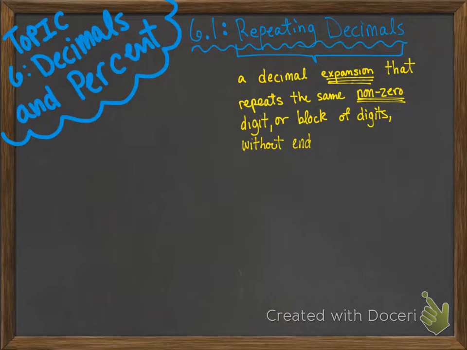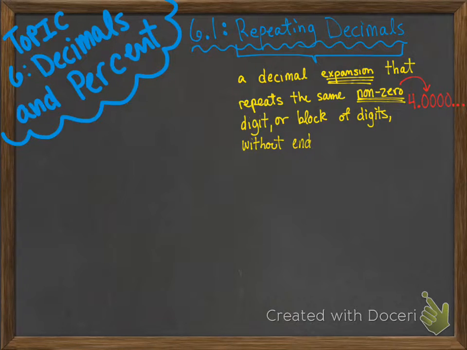Well, a repeating decimal is a decimal expansion that repeats the same non-zero digit or block of digits without end. So there's a lot of information packed into this definition. Let's start with that non-zero. So let's say you have the number 4. 4 is the same thing as 4.000, however many zeros you want to put in, because those zeros don't influence the value of that 4.